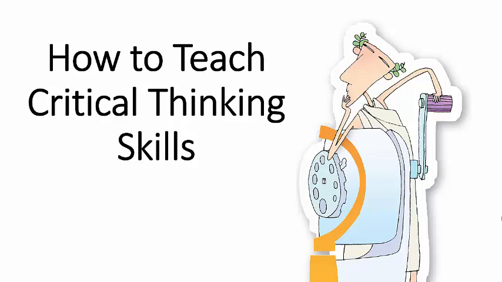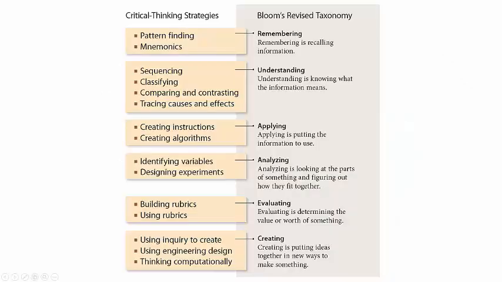How to teach critical thinking skills. You can teach different critical thinking strategies for each level of Bloom's revised taxonomy. For example, pattern finding and mnemonics can help with remembering. Sequencing, classifying, comparing and contrasting, and tracing causes and effects can help with understanding. Creating instructions, creating algorithms, identifying variables, and so on.